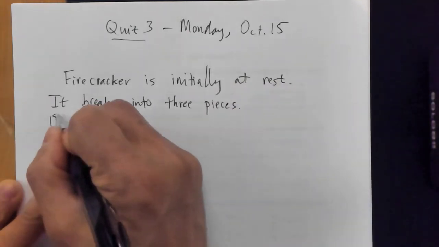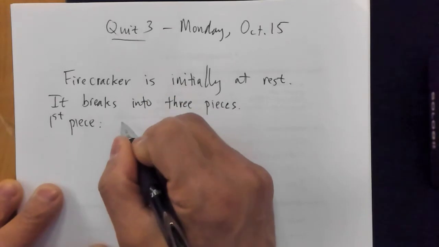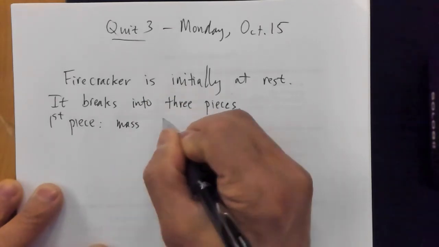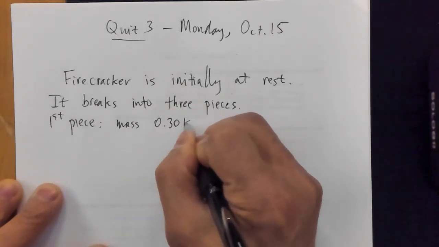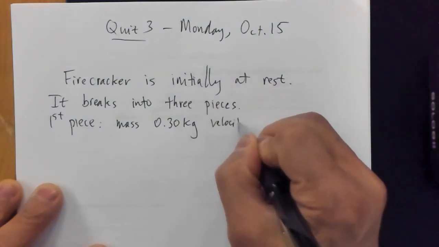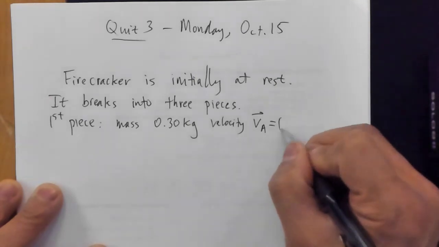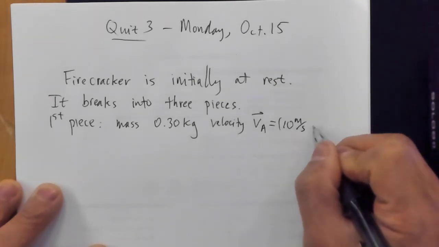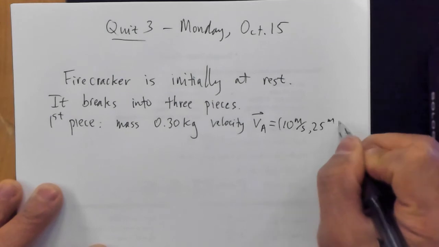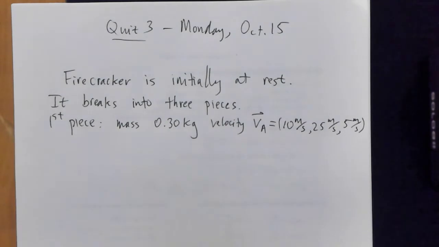Okay, the first piece, let's try to abbreviate this. It has a mass 0.30 kilograms, velocity, let's give it a name, VA is equal to 10 meters per second, comma, 25 meters per second. Let's make it 3-dimensional. We don't usually do 3-dimensional. Let's give you a z component as well, 5 meters per second.